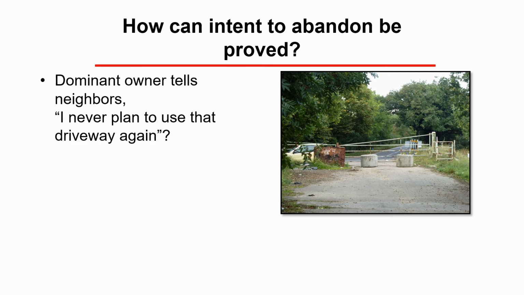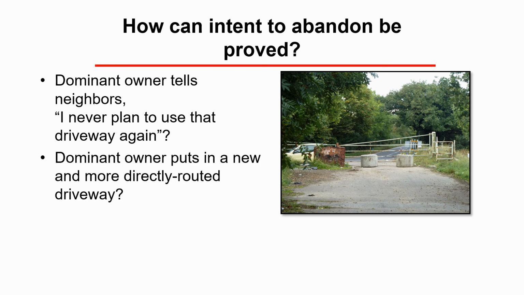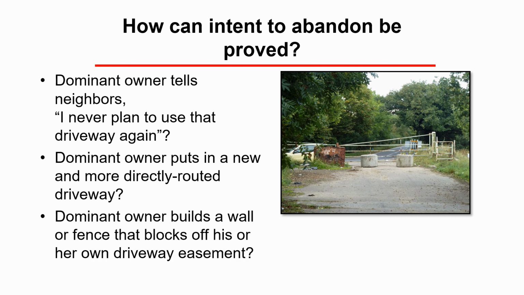Here's one possibility. The dominant owner who holds the easement tells neighbors, oh, I never plan to use that driveway again. That certainly shows an intent to give up the easement. How about the owner putting in a new and more directly routed driveway so that there's evidence that they don't intend to use the old driveway anymore because the new driveway is more convenient? Yes, that will work too.